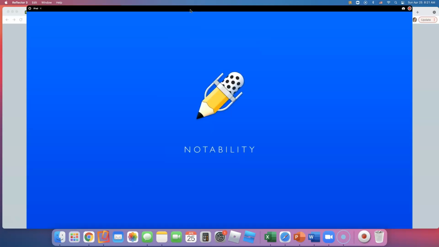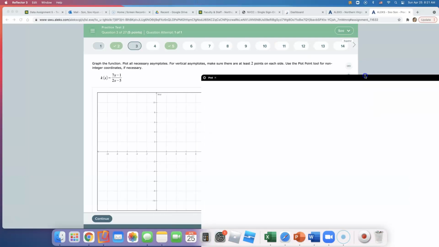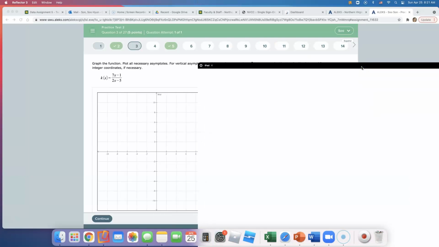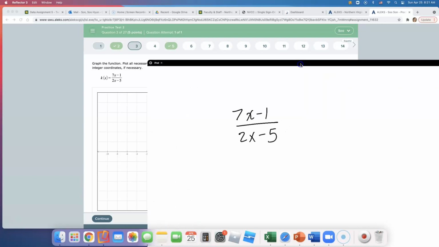Give me 1 second. Okay, so if you take a look, we have (7x minus 1) over (2x minus 5). Let's find the vertical asymptote first. So the vertical asymptote happens when the bottom of the fraction is 0. So I'm going to say 2x minus 5 equals 0, and we're going to solve for x. 2x equals positive 5, divided by 2. x is equal to 5 over 2.